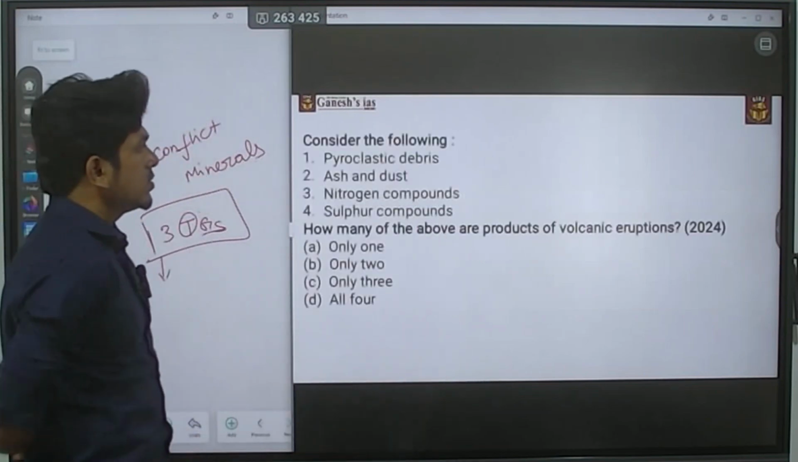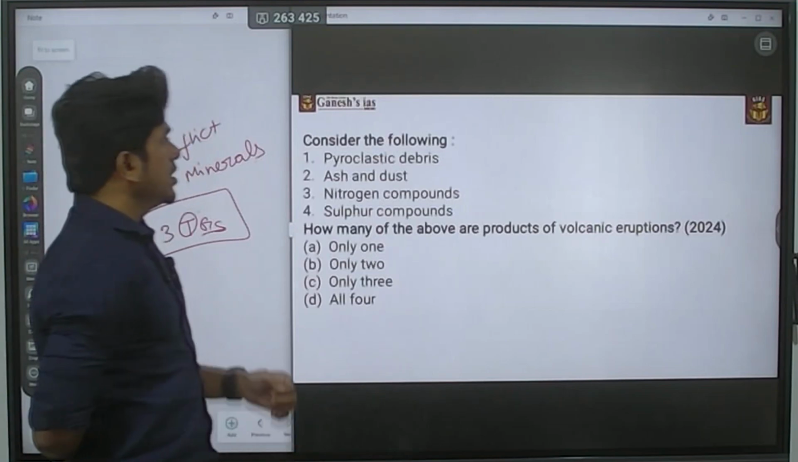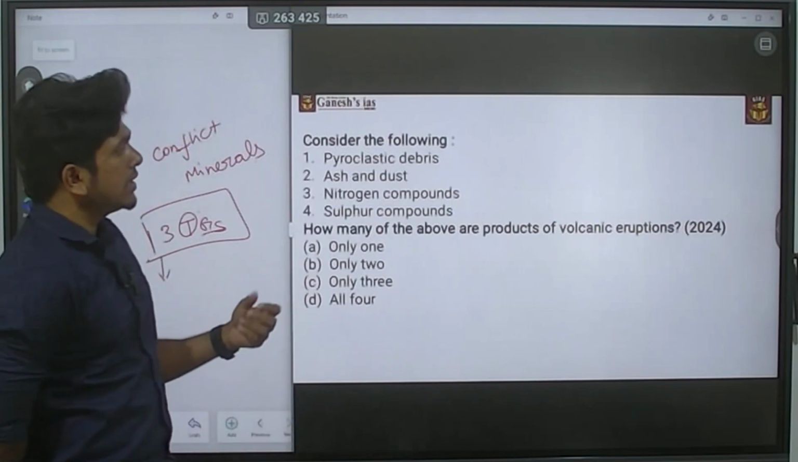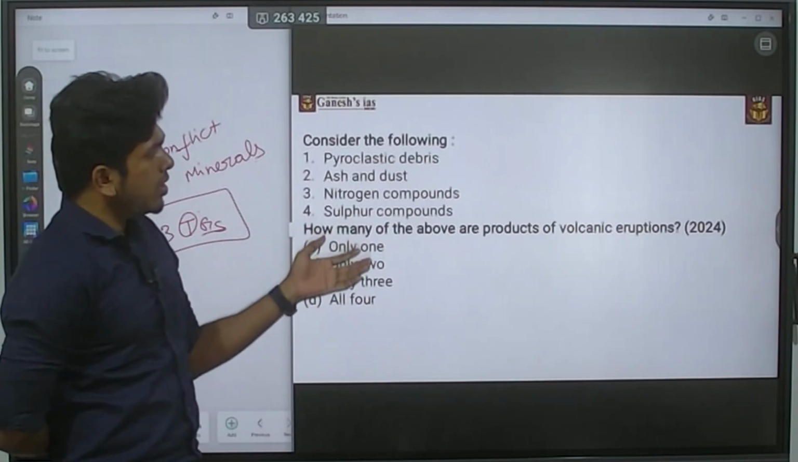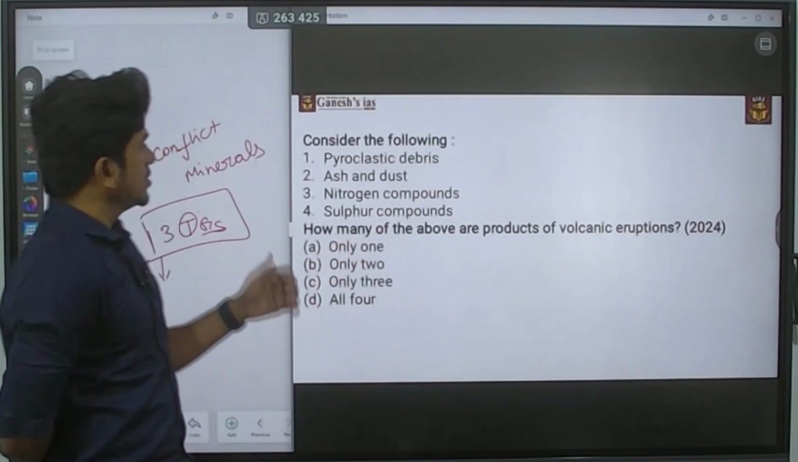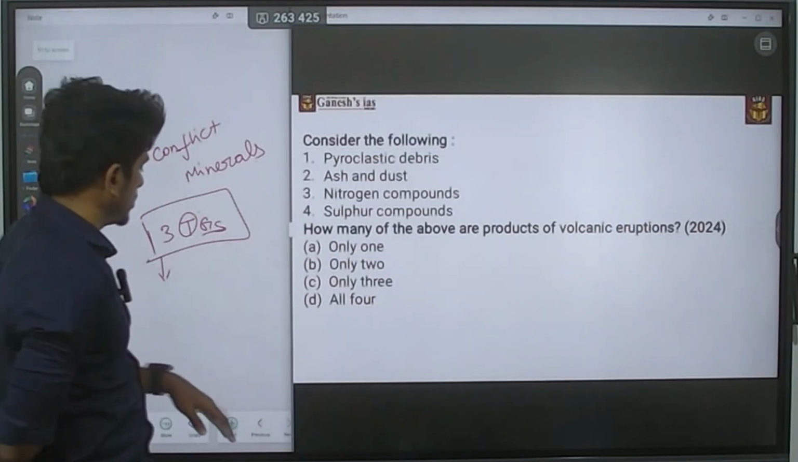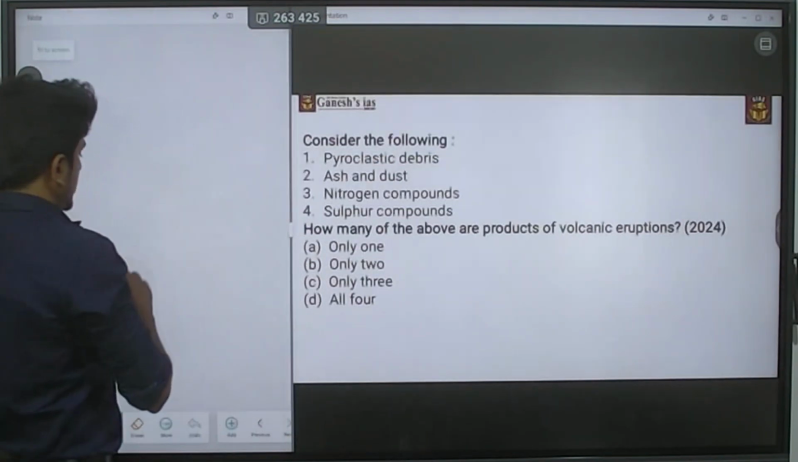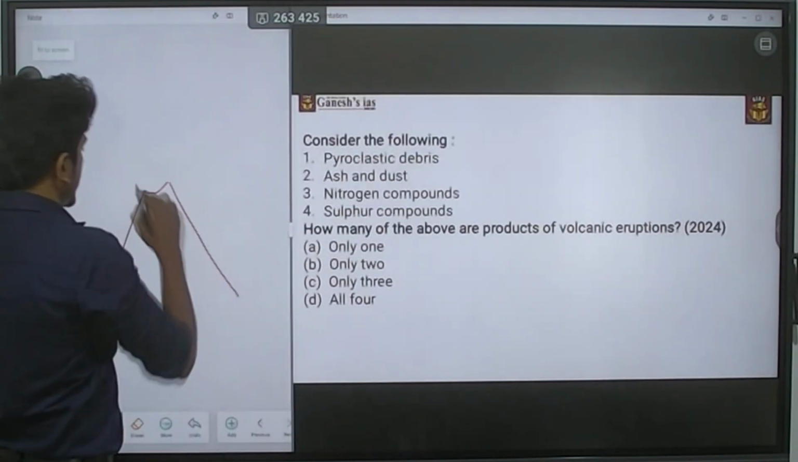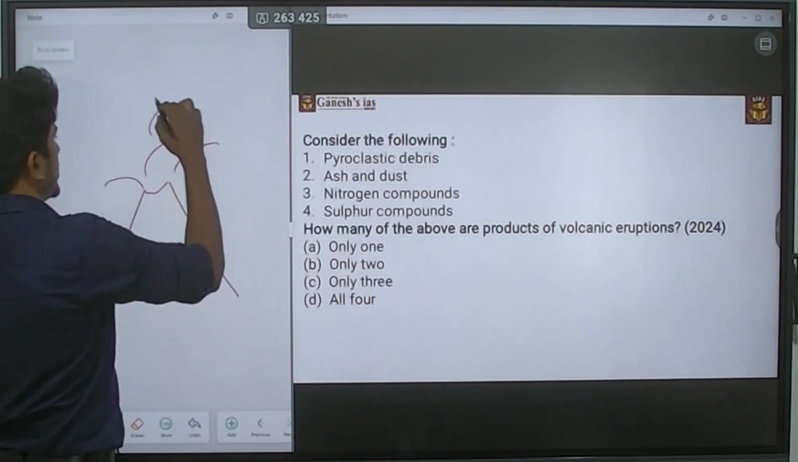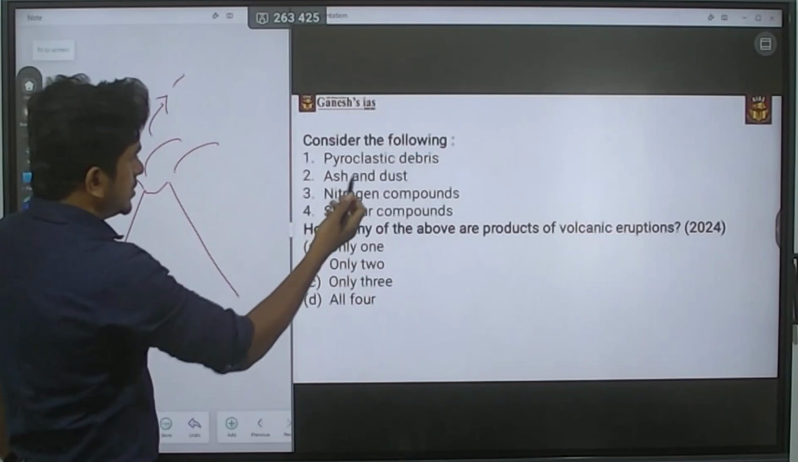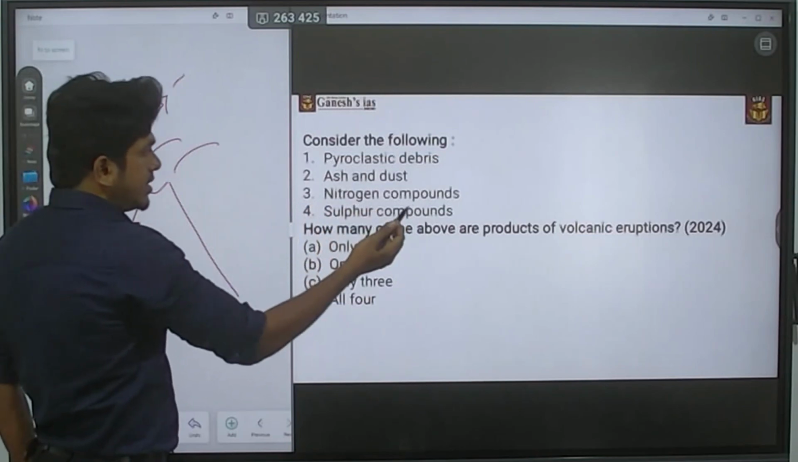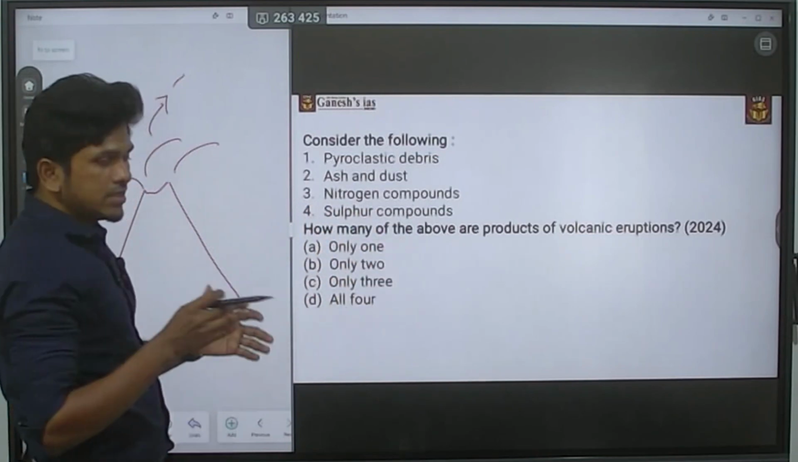Okay. This was the question asked in 2024. It is a question related to volcanic eruption. Consider the following: how many of the above are products of volcanic eruptions? This question is actually a simple one. What are the things erupted from volcanic eruptions? They include pyroclastic debris and also ash and dust, nitrogen components, sulfur components, everything is there.